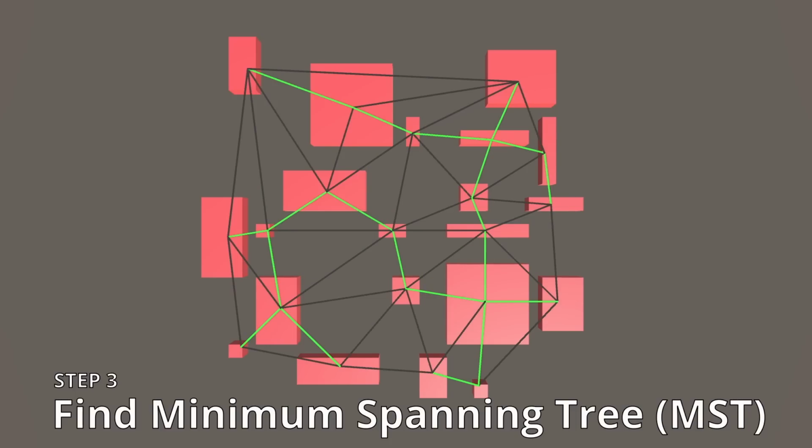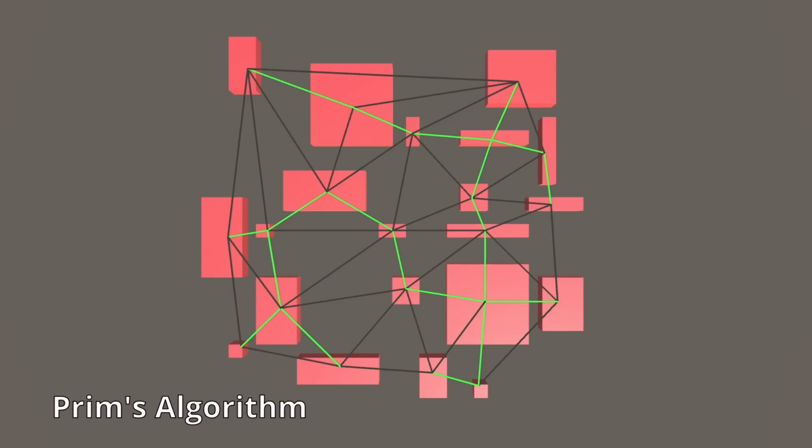Step 3. Create a minimum spanning tree from the triangulation graph. For this, I use Prim's algorithm. The MST guarantees that every room will be reachable. However, since it is a tree, it contains no cycles. There is only a single path from one room to any other room. The edges in the MST are marked in green. These will be used as hallways.